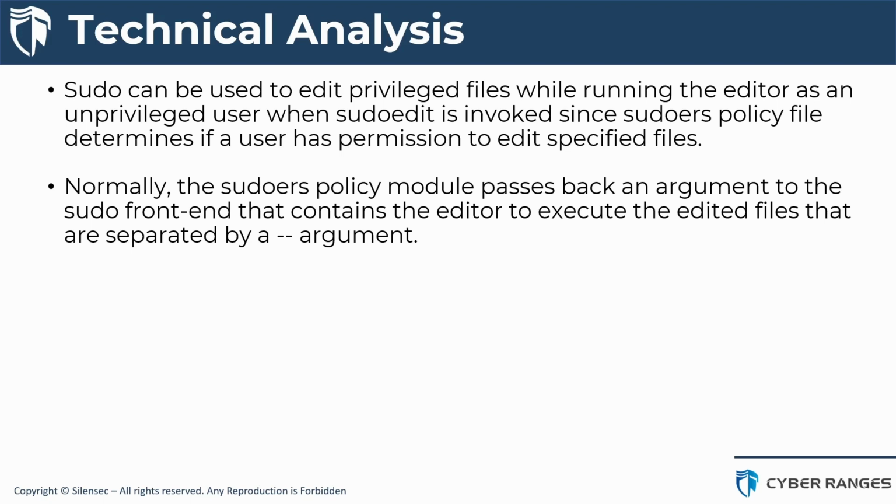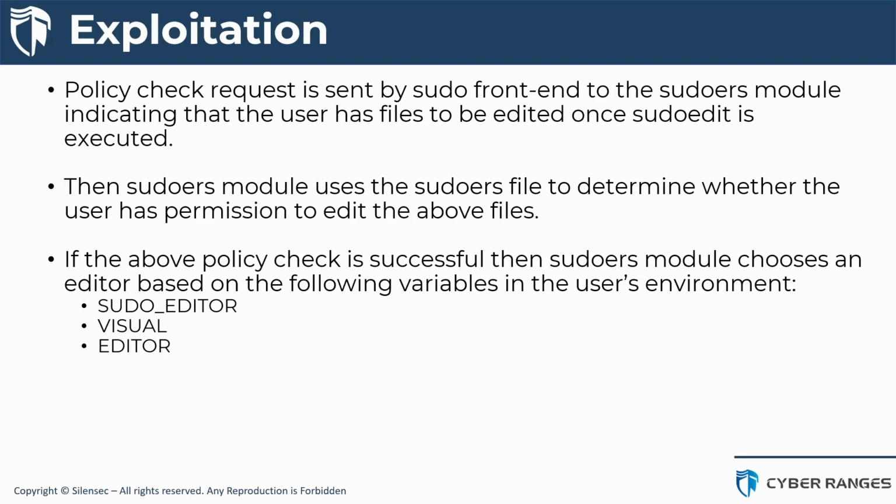Moving on to the technical analysis, sudo can be used to edit privileged files while running the editor as an unprivileged user when Sudoedit is invoked, since the sudoers policy file determines if the user has permission to edit the specified files. Traditionally, the sudoers policy module passes back an argument to the sudo front end that contains the editor to execute the edited files, and that is separated by a double hyphen argument. So in terms of the exploitation procedures, you start off with the policy check.